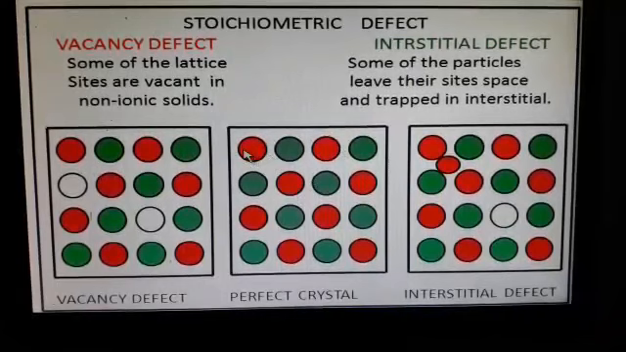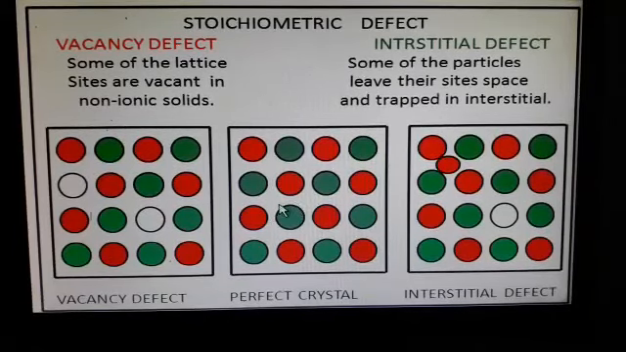Compare here, this is the perfect crystal. Here you can see these three examples: vacancy defect and interstitial defect. These are found in non-ionic solids. So let's see, the perfect crystal has 8 red dots and 8 green dots. So the ratio is 8 by 8, means 1 by 1. In a defect, if the total number of atoms is changed or disturbed, it will be non-stoichiometric. If the ratio is maintained, it is stoichiometric.